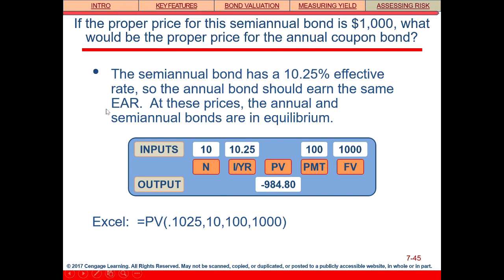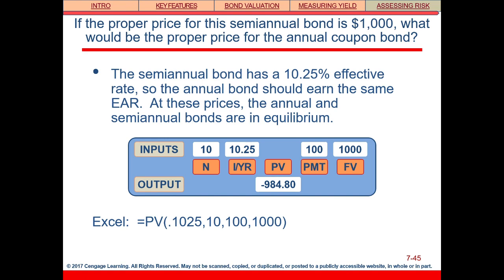This question asks: if the proper price of this semi-annual bond is $1,000, what would be the proper price for the annual coupon bond? Because the semi-annual bond has a 10.25% effective rate, the annual bond should earn the same effective rate of return. At these prices, the annual and semi-annual bonds are in equilibrium.